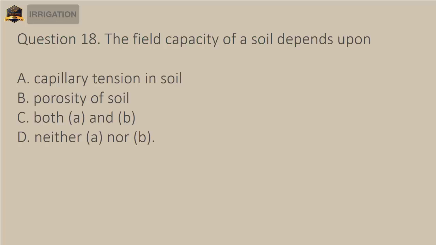Question 18. The field capacity of a soil depends upon A. Capillary tension in soil, B. Porosity of soil, C. Both A and B, D. Neither A nor B.